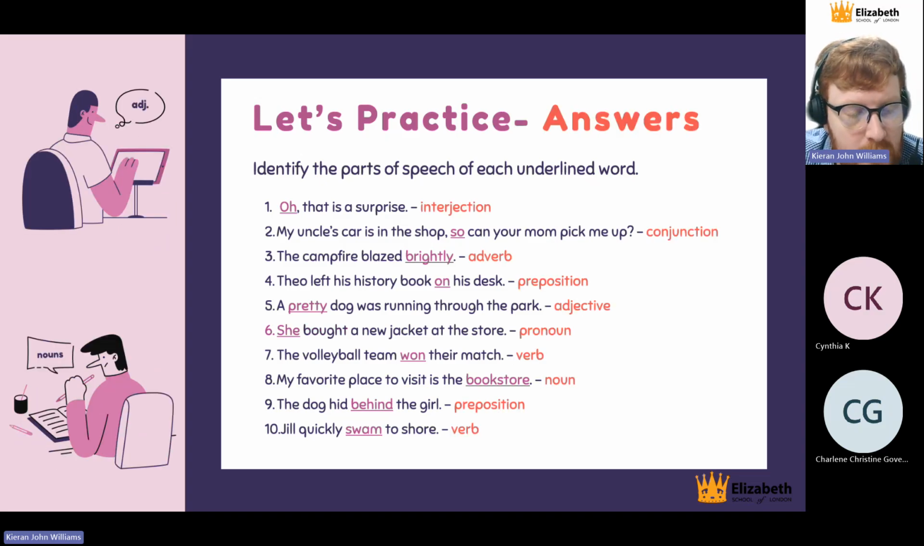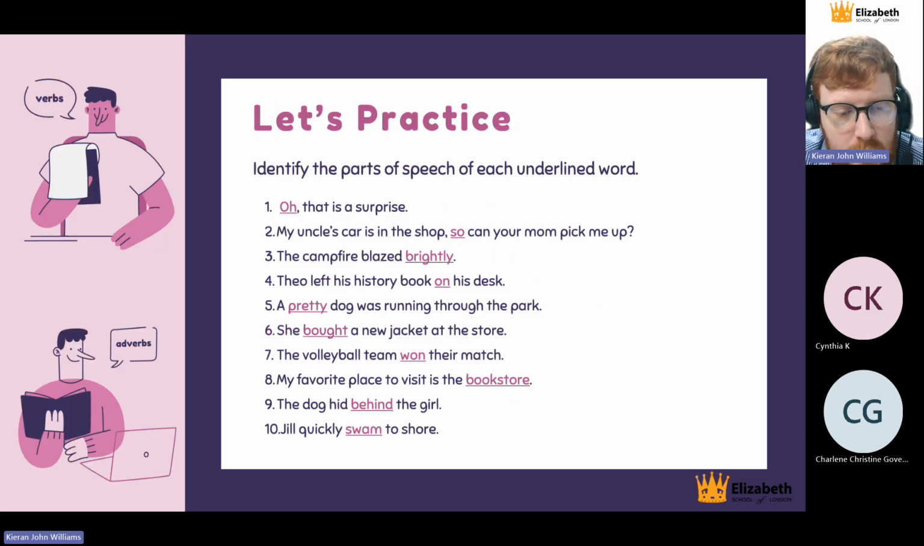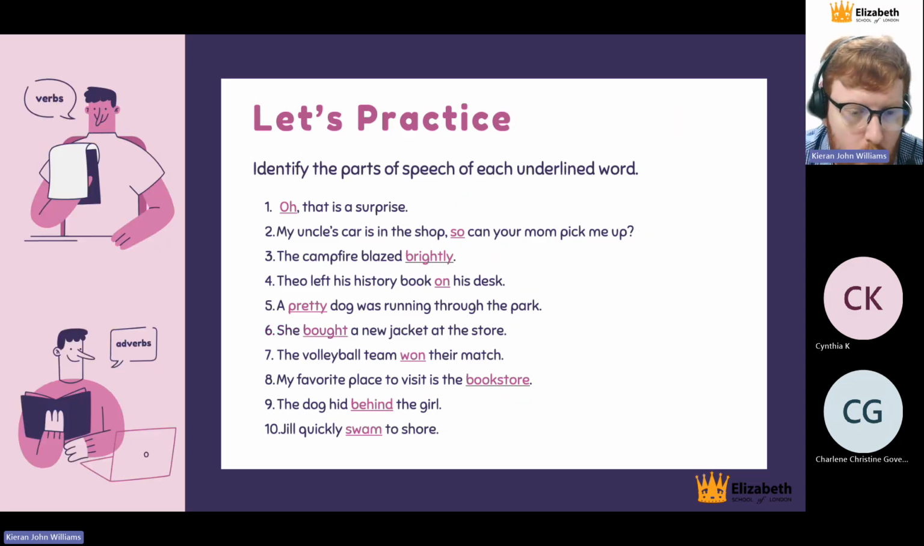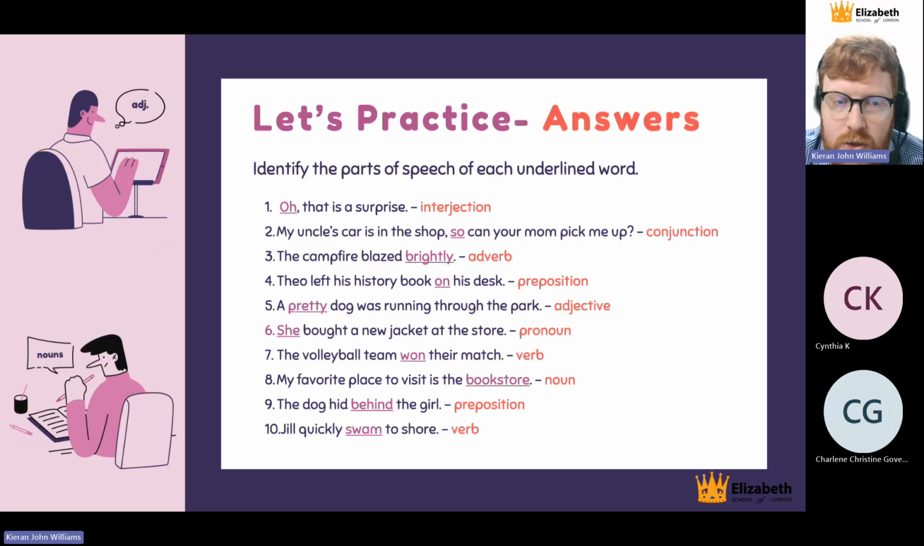Number 9, the dog hid behind the girl. So behind is a preposition because it describes the location of something. And number 10, Jill quickly swam to shore. So this is a verb, swam, because it describes the action which is happening. Okay, well done there, everybody.